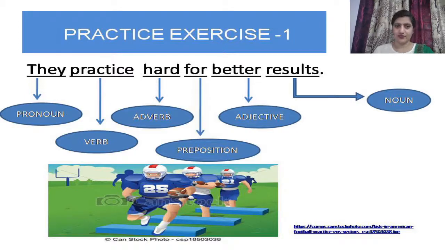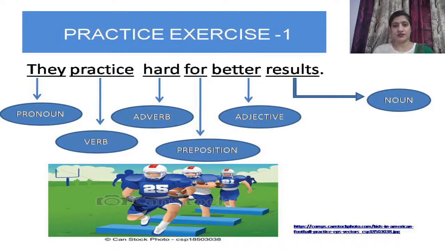Next example, they practice hard for better results. They is a pronoun, practice an action word, it's a verb. How do they practice? Hard. Hard is modifying the verb, so it has to be an adverb. Results is a noun, a naming word. What kind of results? Better. So better is qualifying the noun, it's an adjective.